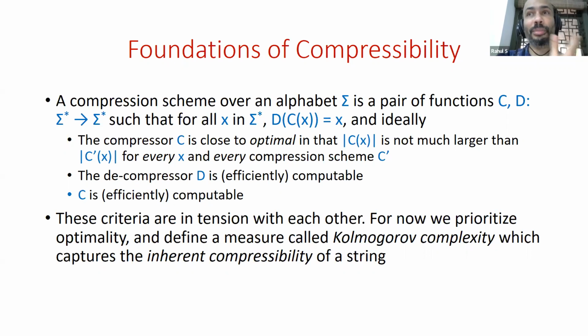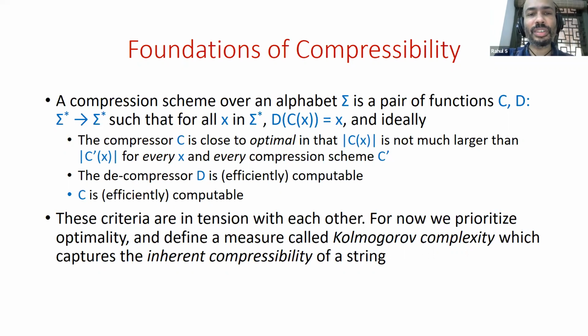But you would also like compression, right? You'd also like as much compression as possible to happen. So we're going to impose quite a strong requirement, in that the compressor C is close to optimal in some sense. When you consider a certain class of possible compression schemes, you want a compression scheme that's optimal in that class, in that the amount you're compressing by is as close to the maximum possible for every string and for every other compression scheme, right?